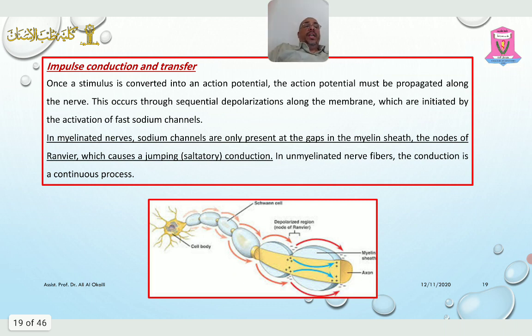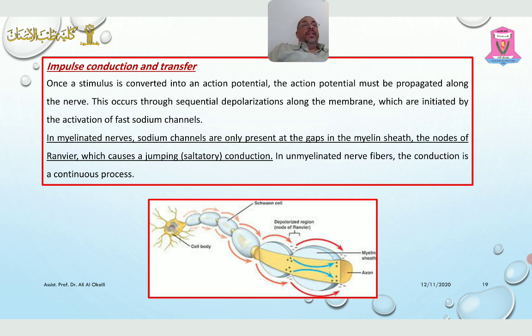Impulse, conduction, and transfer. Once a stimulus is converted to an action potential, يتحول إلى إعاز كهربائي, the action potential must be propagated along the nerve, and this occurs as a sequential depolarization along the membrane. كل membrane من segment إلى segment حيصير بها نفس اللي صار بأول استلام لمحفز الألم اللي هي depolarization and repolarization حتى ينتقل هذا الإعاز العصبي along the nerve fiber.